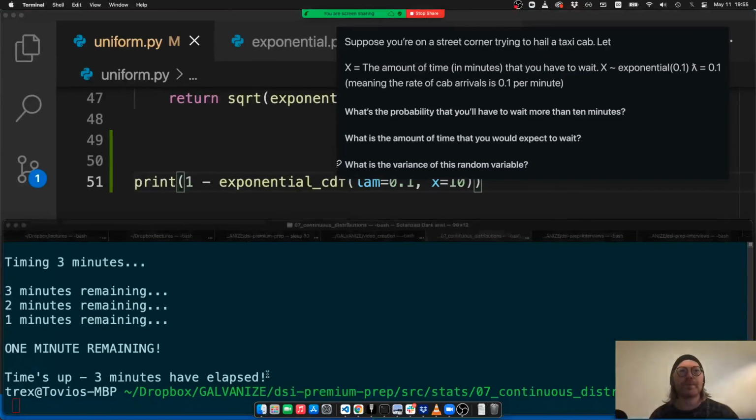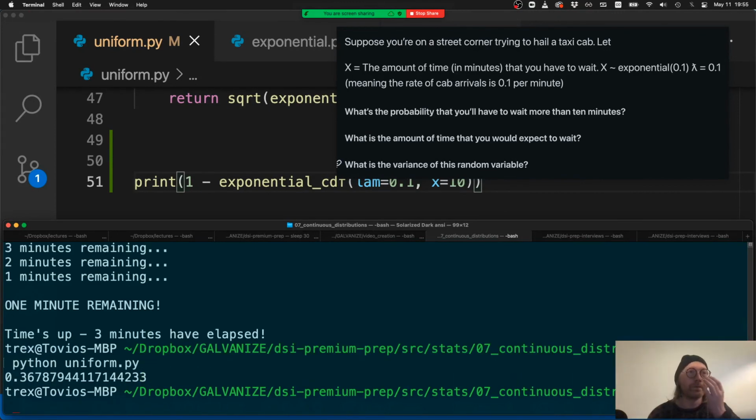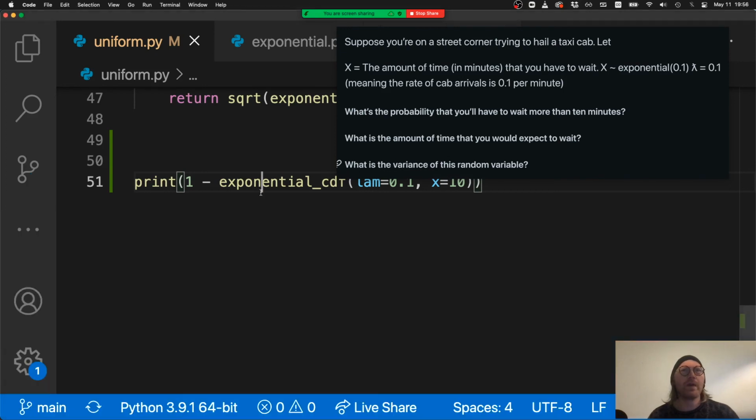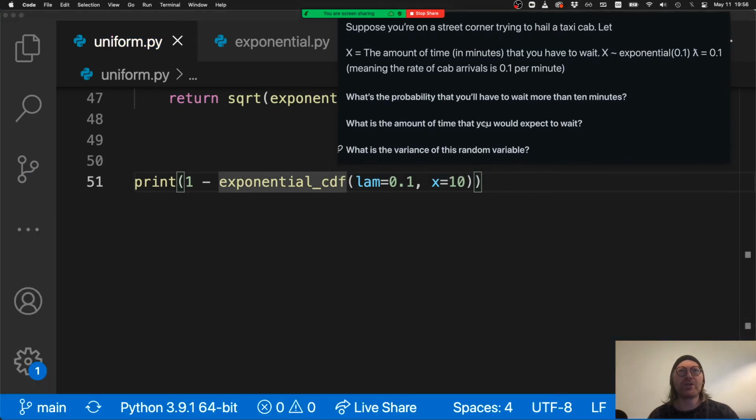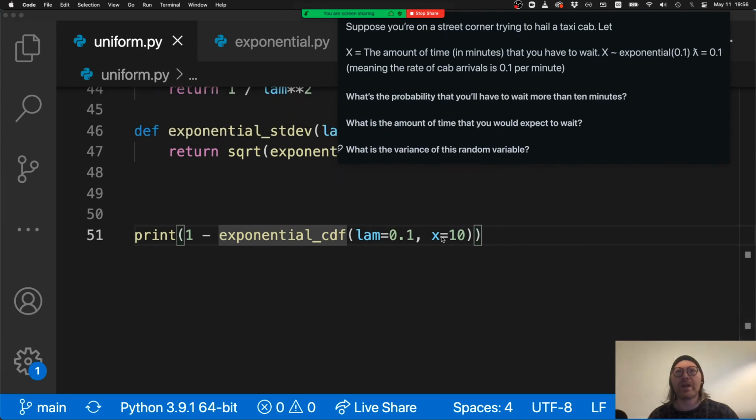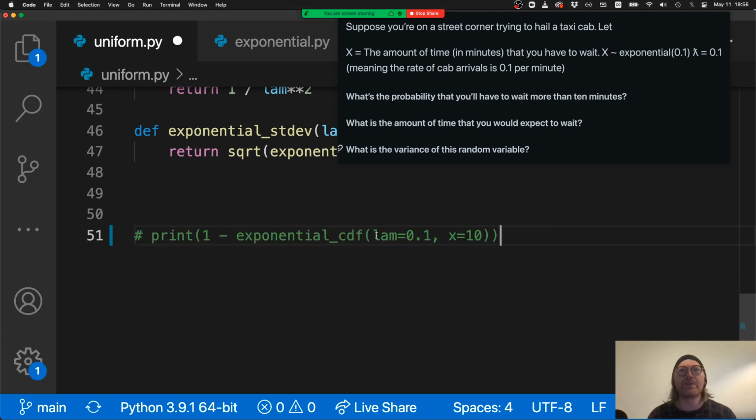So let's see what that is. Looks like that's 0.367 and so on. And notice in this question, we didn't have to say x less than 10 necessarily. What we're saying is this can be inclusive of 10, right? Because it's not relevant whether it is or not. Does that make sense? It's a continuous distribution. 10 is the same from our point of view as 9.9999999 infinitely. Okay, so we get that answer.